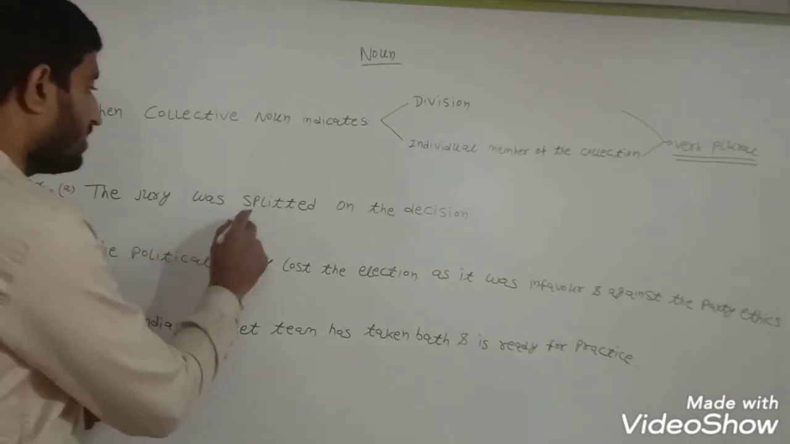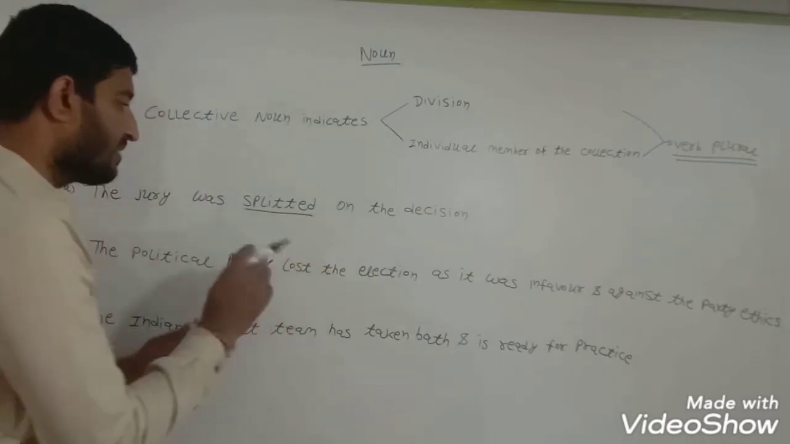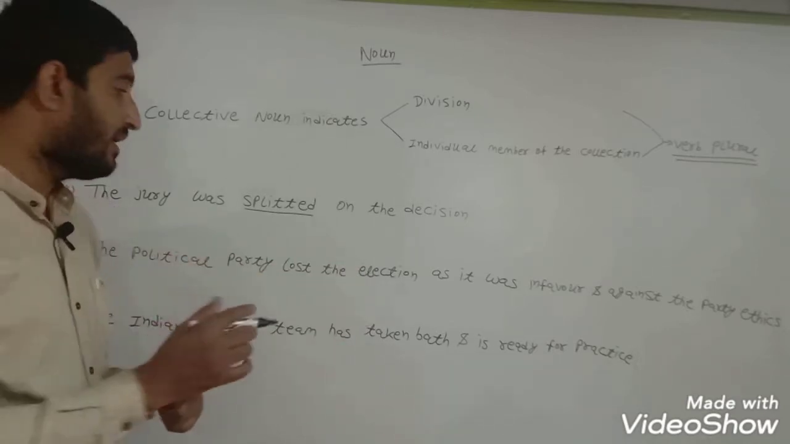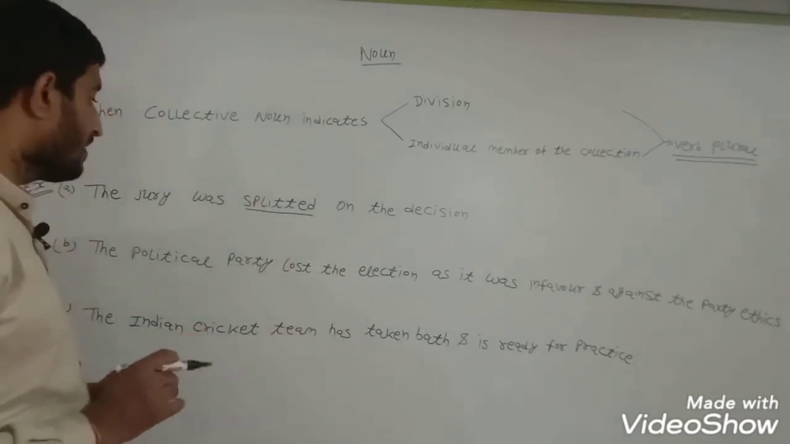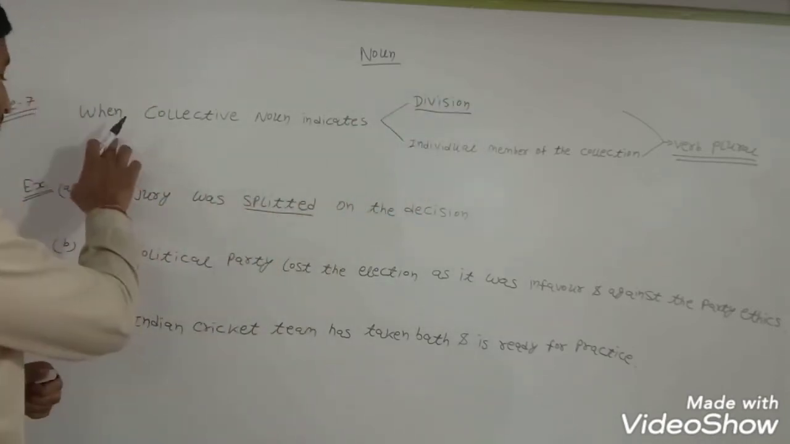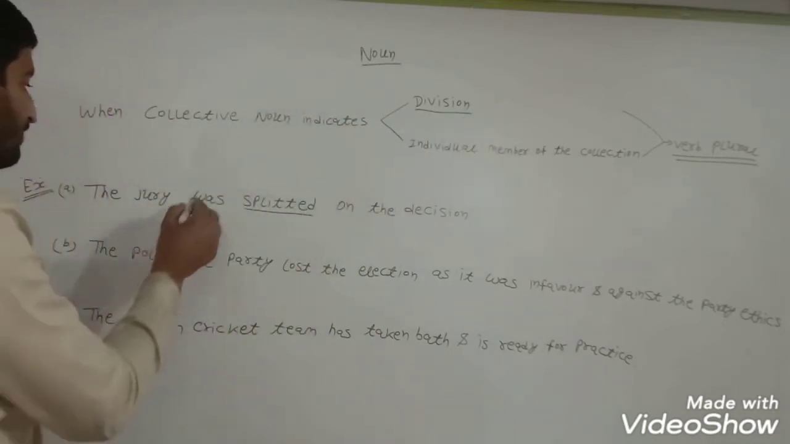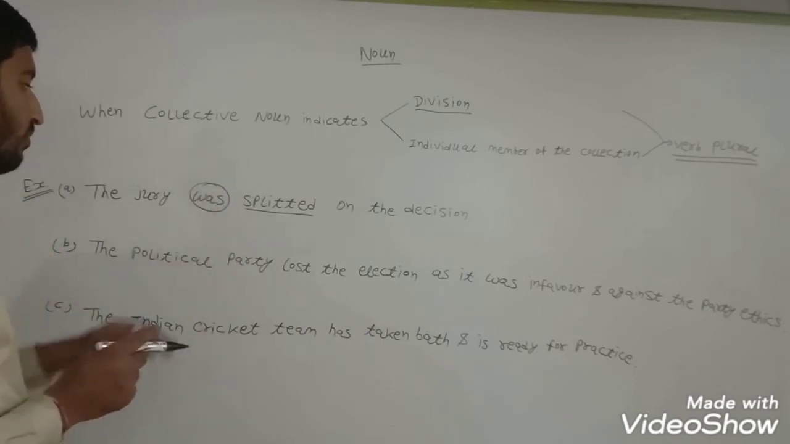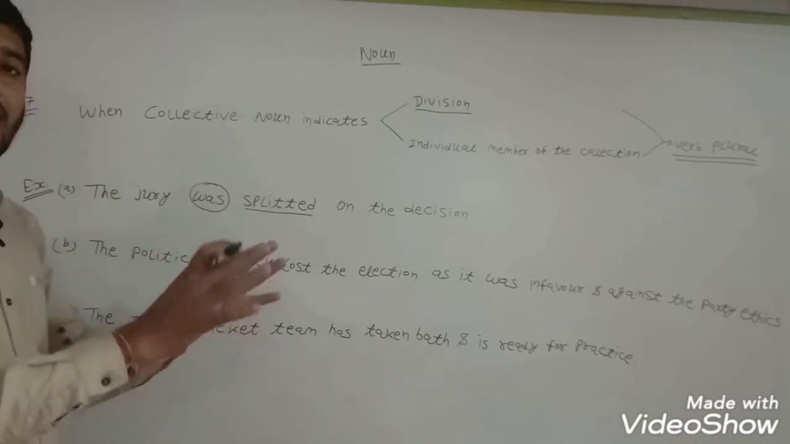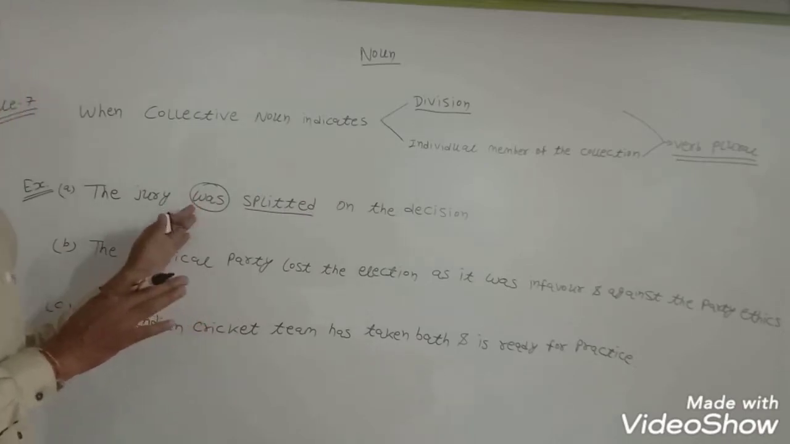The jury was split on the decision. What is the meaning of split? Division means they were not one. Sab log ek mat nahi hue, sabke alag alag viewpoint. That is called split. So here split means division. So what our rule says, if it is showing division, then verb must be plural. What is our verb? Was. It is indicating singular. Kyunki jo jury split means alag alag dikha rahe hain, to uske jo verb honge that will be plural. वर्ब प्लूरल होगा.